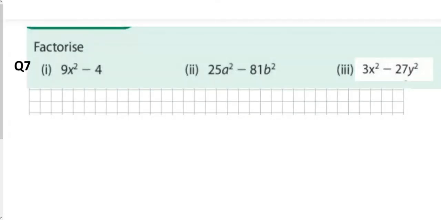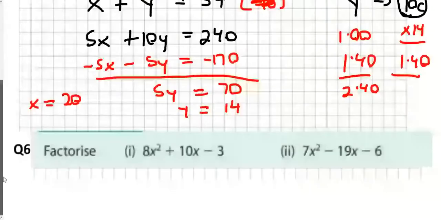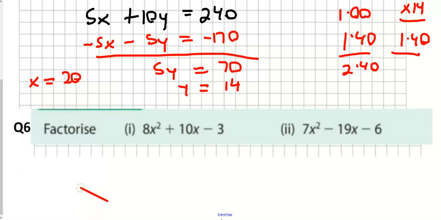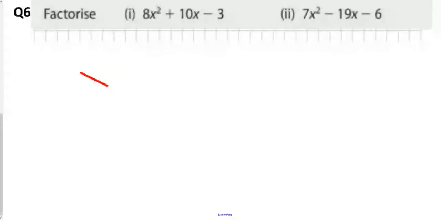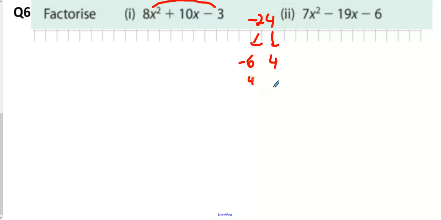Okay, question 6 should be somewhere down here. A bit of factorizing, this won't take long. All right, so what we're going to do is 8 times 3 is minus 24. Write a list of numbers. One of them has to be negative and the other one has to be positive.